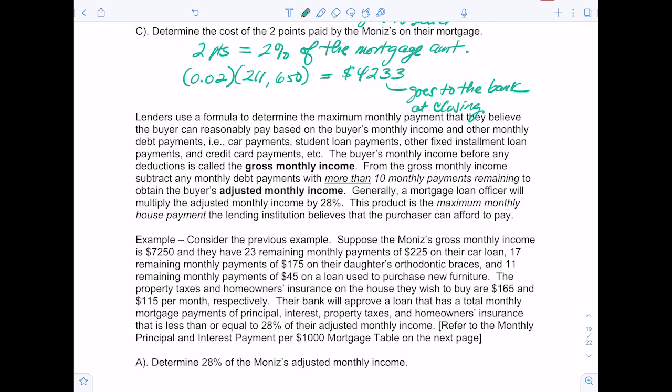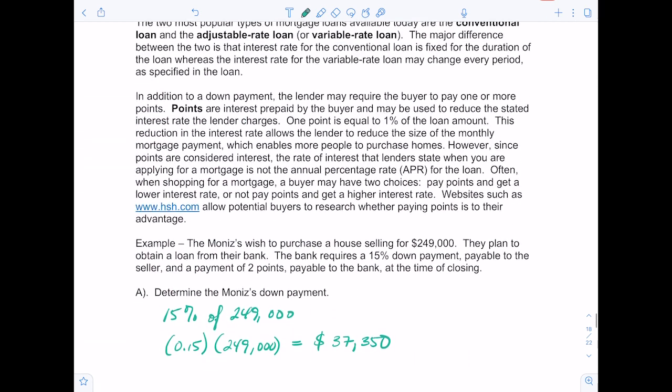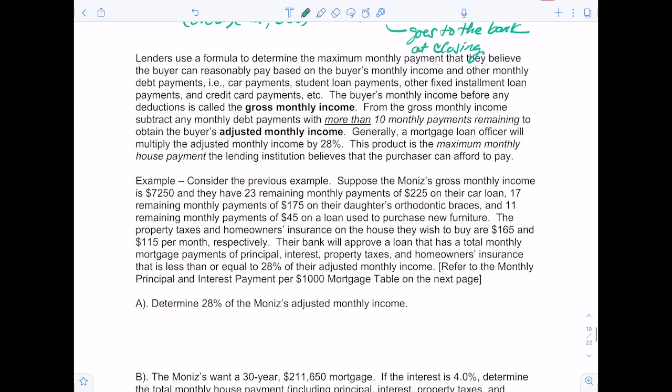Their bank will approve a loan that has a total monthly mortgage payment of principal, interest, property taxes, and homeowners insurance that is less than or equal to 28% of their adjusted monthly income. As you read earlier, if you're wondering where the 28% came from, typically a mortgage loan officer will multiply the adjusted monthly income by 28%. That product is the maximum monthly house payment that the lending institution believes the purchaser can afford.